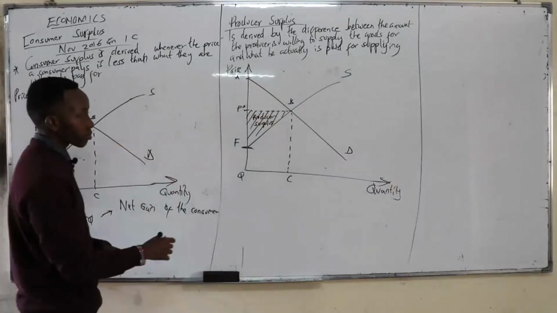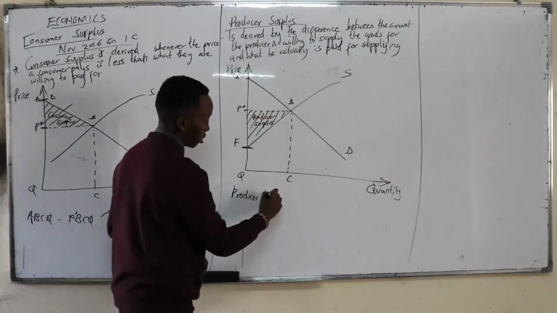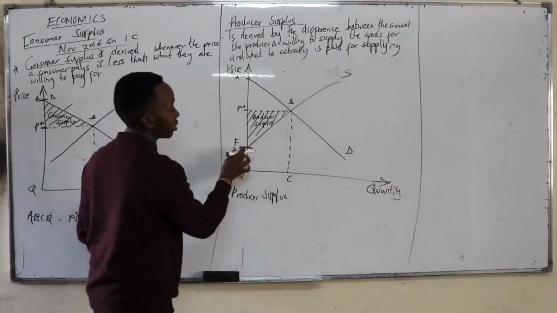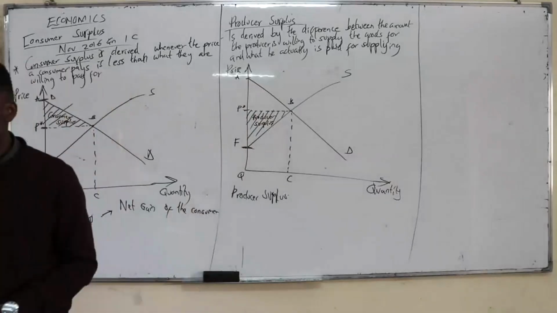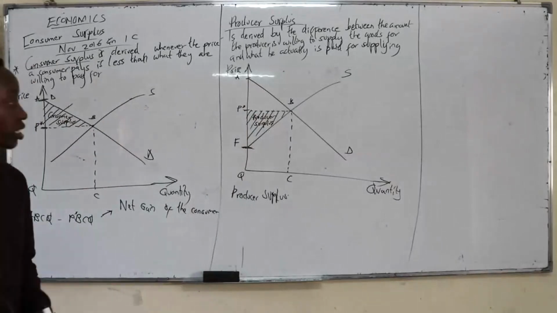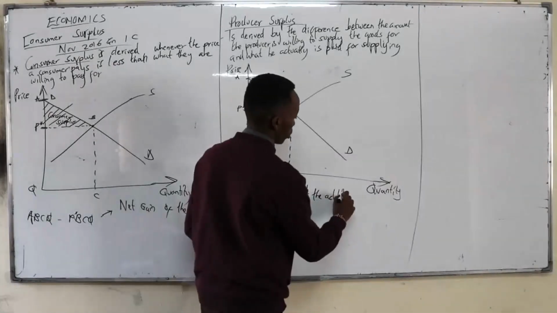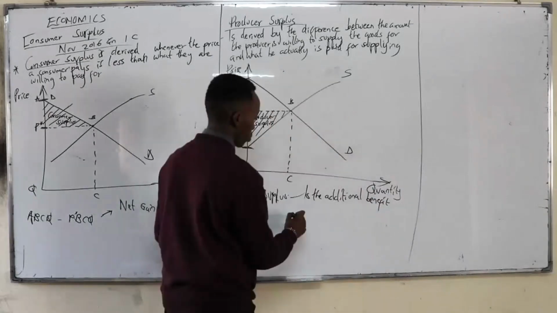So the producer surplus is that economic rent. That is the gain that he gets. He was willing to sell at this point, but he sells at that point. So that is the producer surplus. So this is the additional benefit. You can write there, this is the additional benefit to the producers.